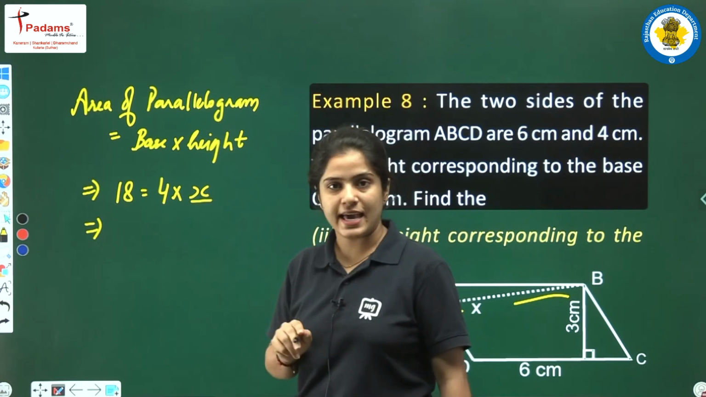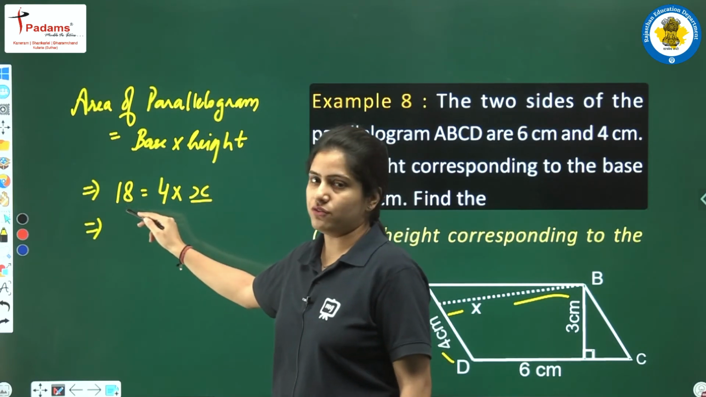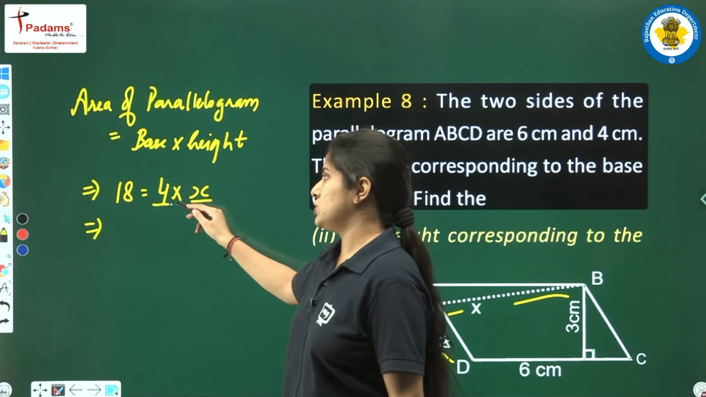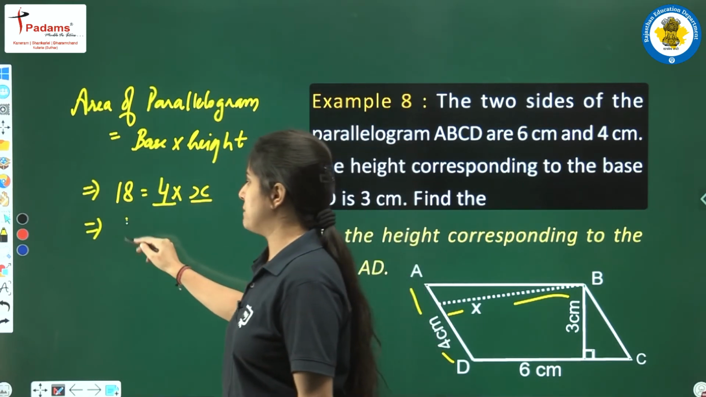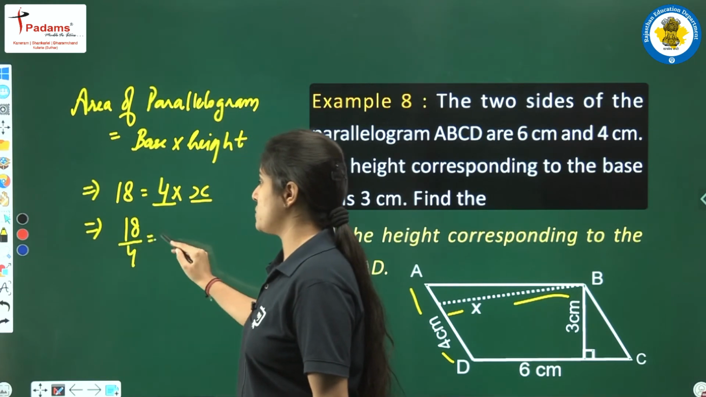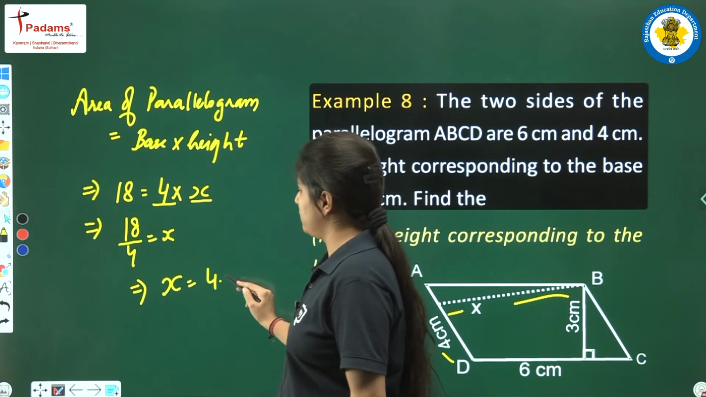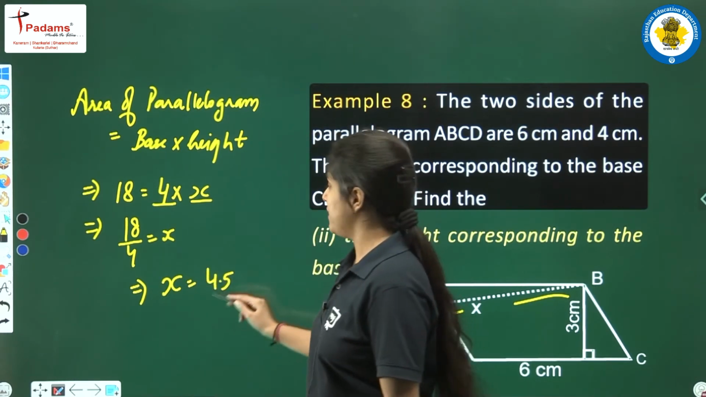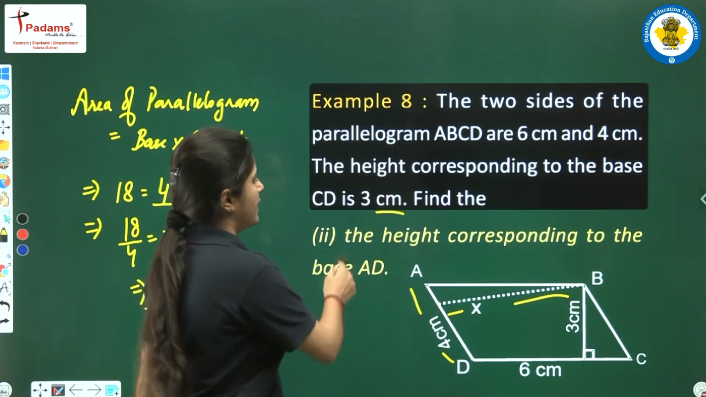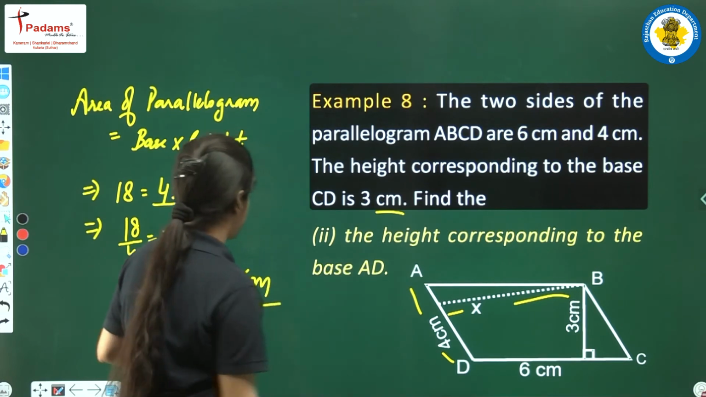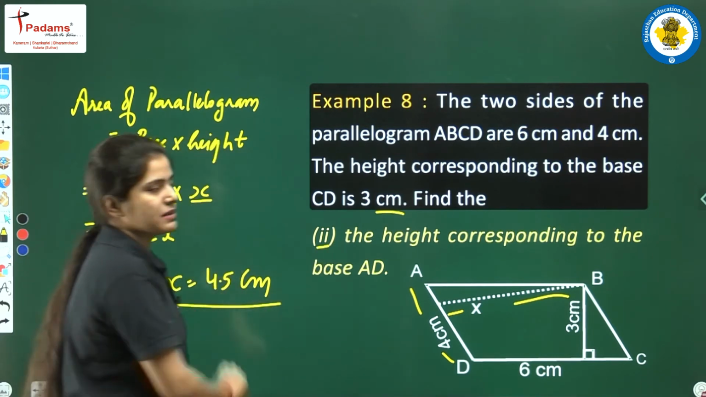If you need to find this x, then you need to put this 4 in division under 18. Okay, you have to just take this 4 from here, that is the right hand side, to the left hand side. So this will be 18 divided by 4 is equal to x. So this x will turn out to be, students, 4.5. Okay, 4.5, what is that? Centimeter. This is the height. Okay, height corresponding to the base AD is equal to 4.5 centimeters. Alright students, and this is example number 8.